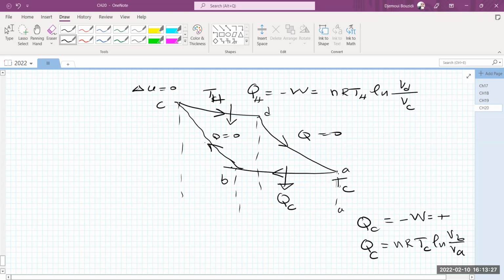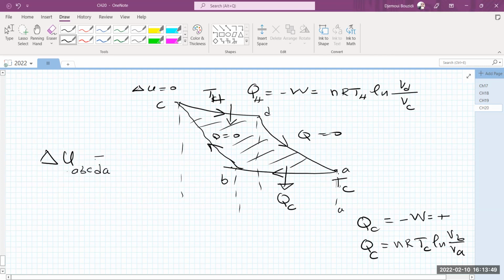There is no Q in here. There is no Q in here. So if I want to find the W for this cycle, all I have to say is delta U for the overall. I start from A, I go to B, I go to C, I go to D, and back to A. This delta U is actually from A to B to C to D to A.